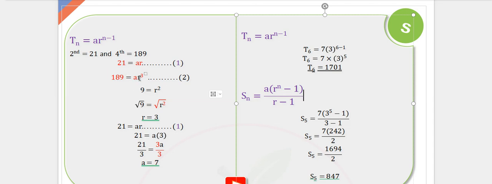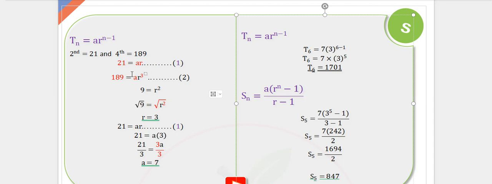I also did the same thing here. We said the fourth term is 189, right? The number of terms is 4, so 4 minus 1 is 3. So we get A R cubed equals 189. If you look at this closely, I have labelled them equation 1 and equation 2. This somehow looks like simultaneous equations.